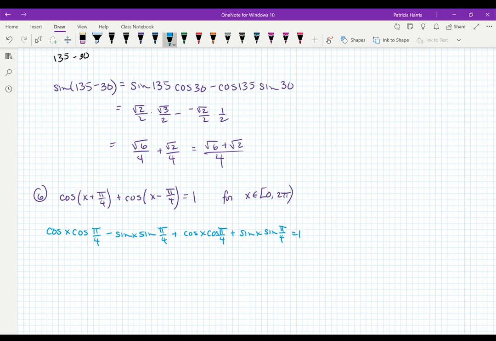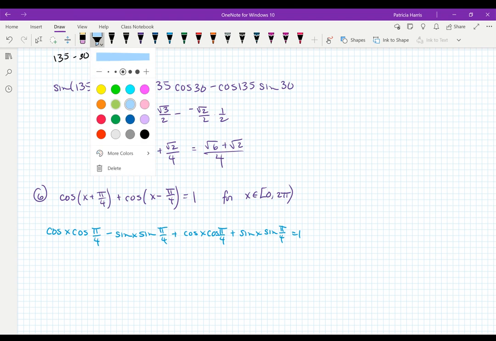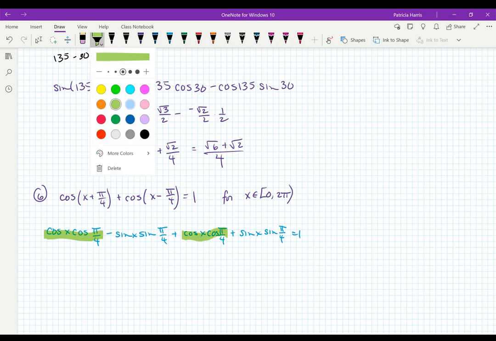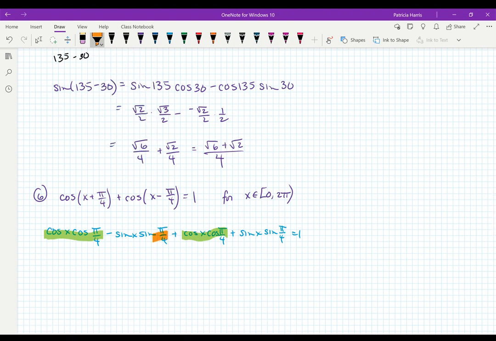So what we're going to start to do now is look around for like terms. Okay, I notice that I have 2 of these, so I can combine those. And then I notice that I have 2 of these, but they're opposite sign, so I get to cancel those out. So now I have 2 cosine x cosine pi over 4 is equal to 1.